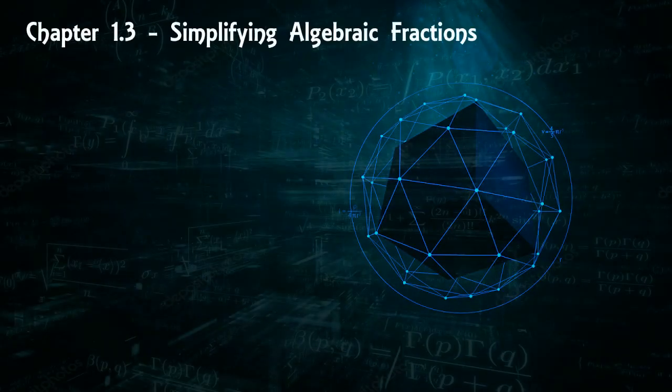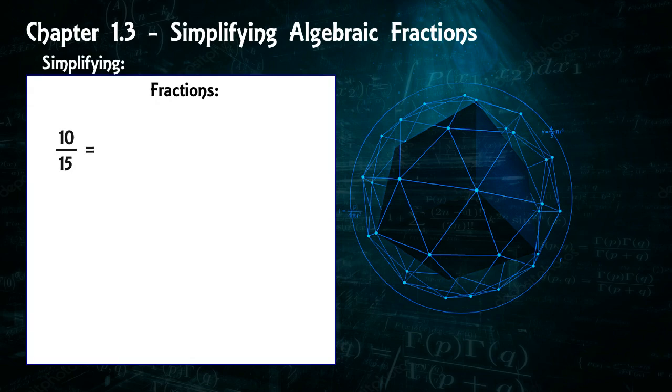Before I throw any letters into the mix, let me first summarize the rules we had for fractions. If I had a fraction 10 over 15, I could simplify this fraction by dividing both the numerator and the denominator by the same number, in this case 5. This would give me 2 over 3. You could even say that 10 over 15 can be written as 2 times 5 over 3 times 5. Because both the top and the bottom have a factor of 5, we can erase them.